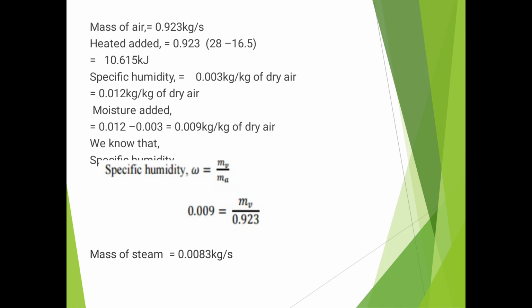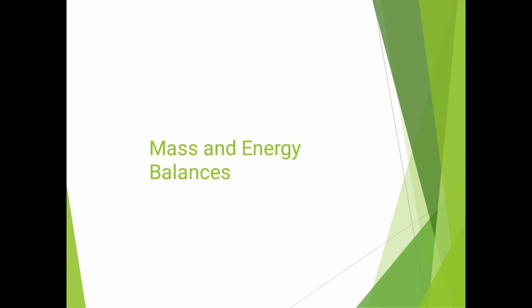dry air. We know that the specific humidity omega is equal to mv divided by ma. So we have determined that the moisture added is the omega value, which is equal to 0.009, equal to mv divided by ma. The value of ma is the mass of the air, 0.923. The total mass of the stream will be equal to 0.0083 kilogram per second.